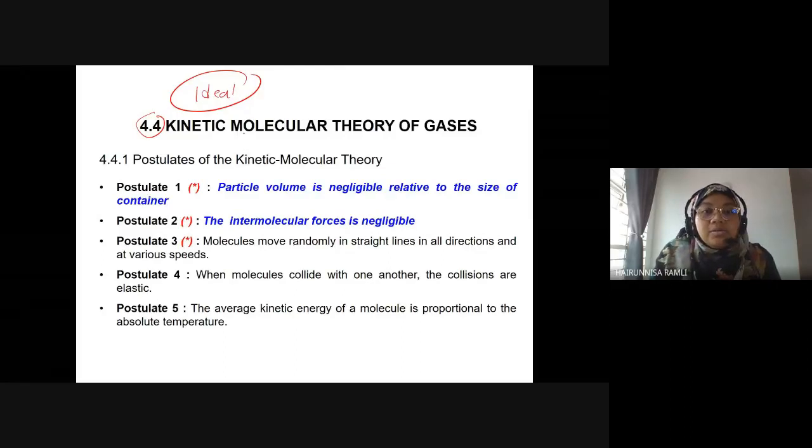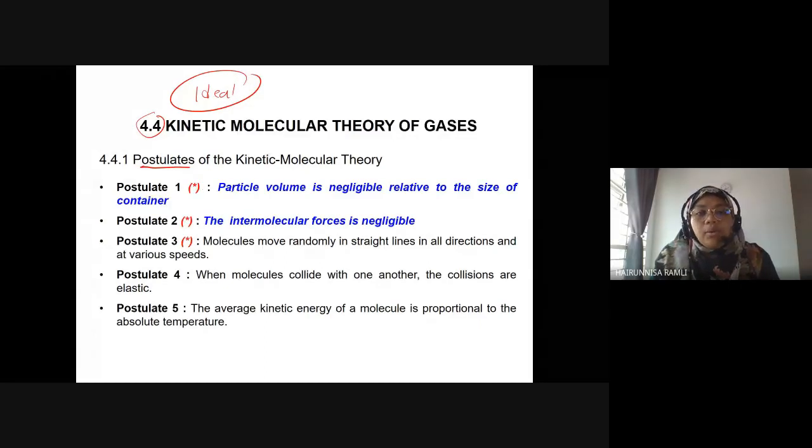Okay, so like I have said previously so many times that there are no gases that is ideal. Tak ada satu pun yang ideal sebenarnya. Semuanya sebenarnya tak ideal. Okay, so ideal means that kita buat some assumption. Okay, ataupun we call it as postulate. Okay, so postulate number one, particle volume is negligible relative to the size of the container.